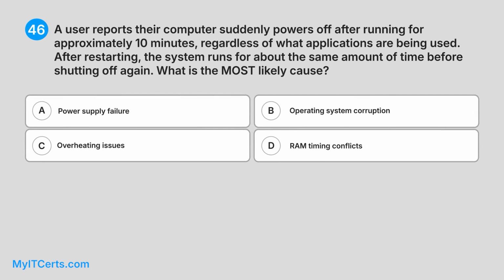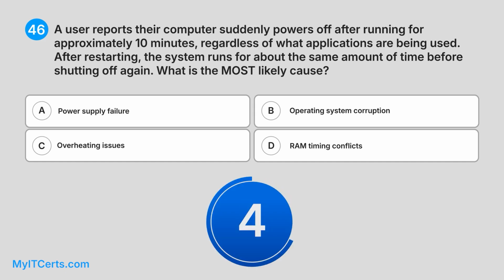46. A user reports their computer suddenly powers off after running for approximately 10 minutes, regardless of what applications are being used. After restarting, the system runs for about the same amount of time before shutting off again. What is the most likely cause? A. Power supply failure. B. Operating system corruption. C. Overheating issues. D. RAM timing conflicts. Can you guess the answer?